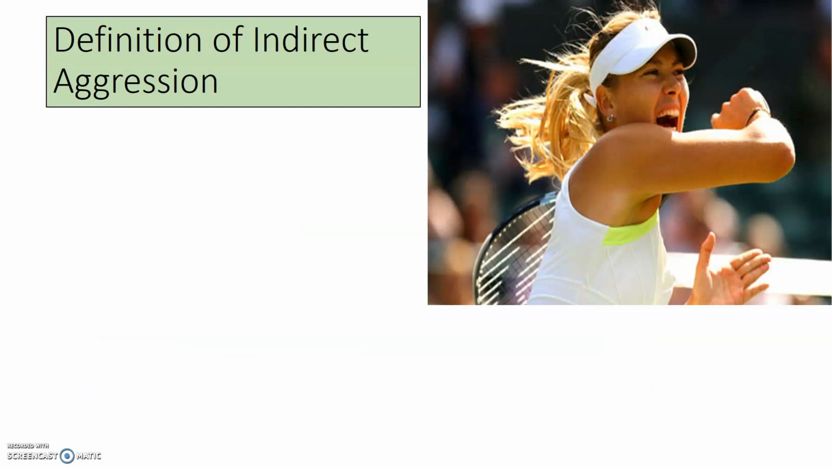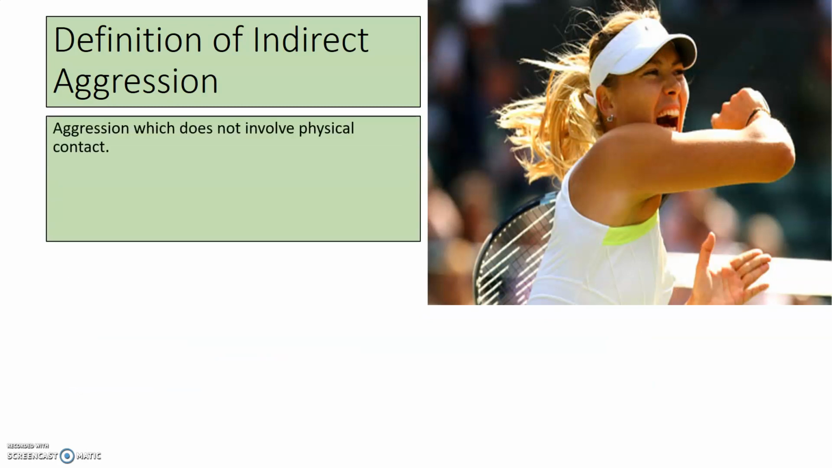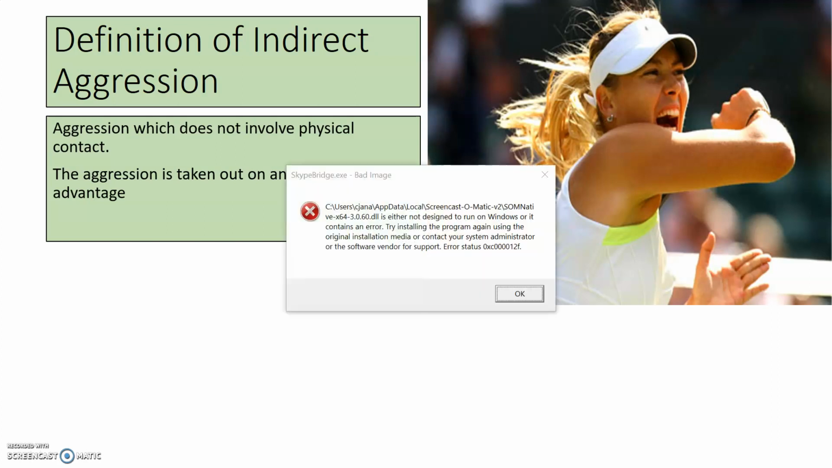So let's move on to indirect aggression. Here we're talking about aggression which doesn't involve physical contact, so it's different to direct aggression. The aggression is taken out on an object to gain an advantage. It's important to note that we are still frustrated and angry when we're aggressive, but we're taking that frustration and anger out on an object to gain the advantage.